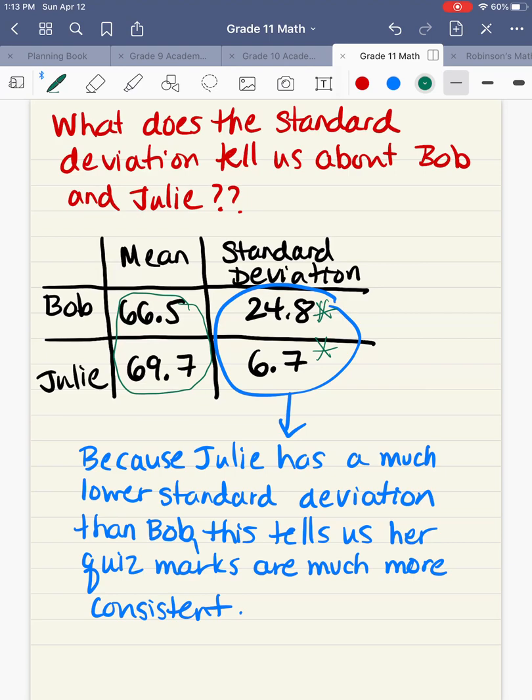What this tells us is that because Julie has a much lower standard deviation than Bob, her quiz marks are much more consistent. So this means that Julie's much more likely on her next quiz, quiz number 7, to get a mark that is close to the mean, so close to 69.7, than Bob is. Bob is not as likely to get a mark close to his mean, which is 66.5.